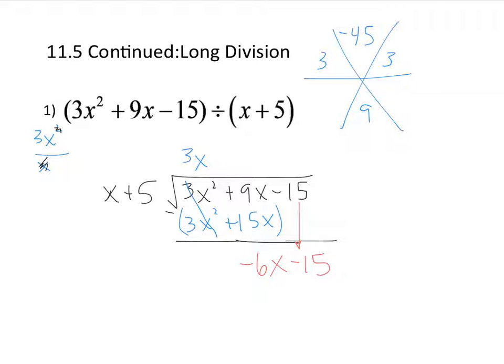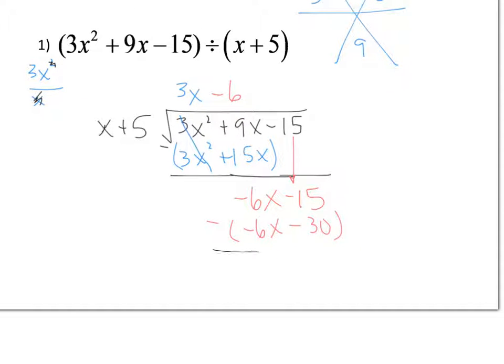And now I start the process again, and I say, how many times does x go into negative 6x? Well, x goes in there negative 6 times, and then x times negative 6, and I'm going to subtract this again and put this in parentheses. X times negative 6 is negative 6x, and 5 times negative 6 is negative 30. And now I need to subtract. So negative 6x minus negative 6x really goes to 0, which we want to happen. Negative 15 minus negative 30 is positive 15.